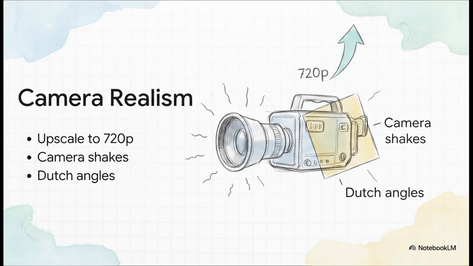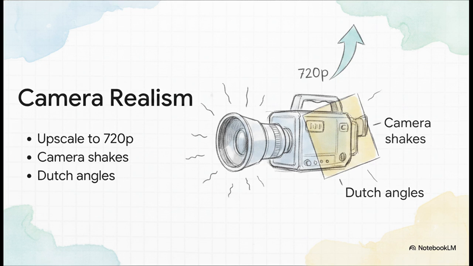Okay, so how do we break away from that stiff, floaty, artificial look of standard AI outputs? We've got to inject some cinematic camera realism. First things first, upscale your final renders to a nice crisp 720p using a tool like Topaz. Then, right there in your prompt, ask for camera operator shakiness.